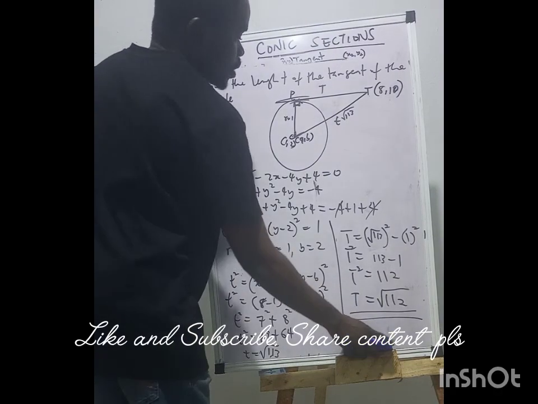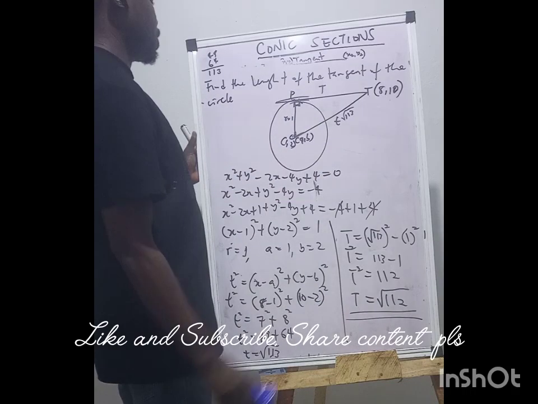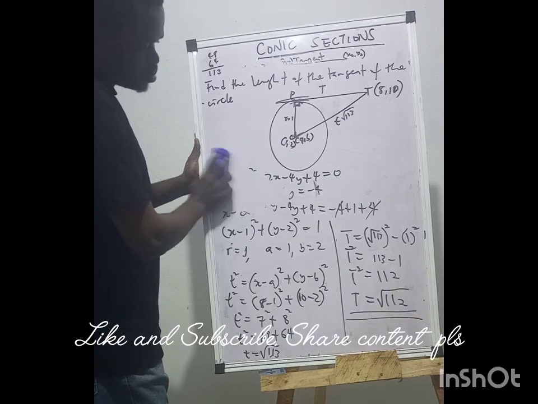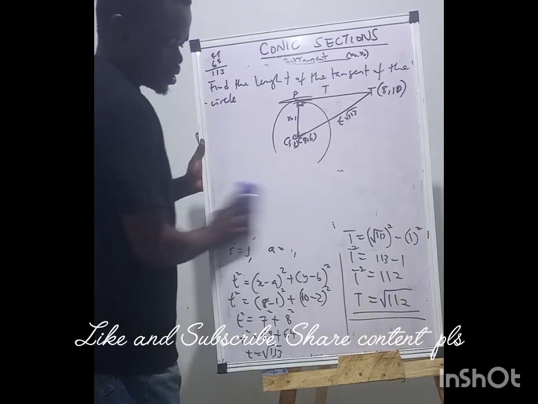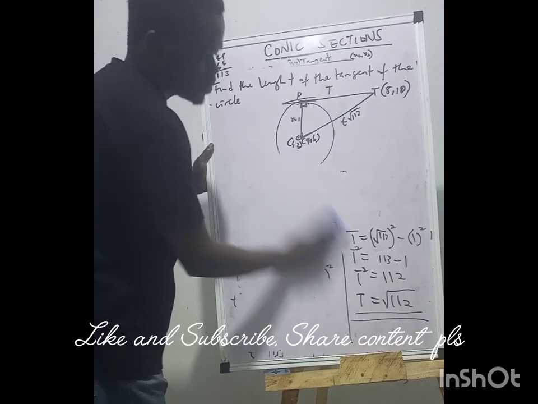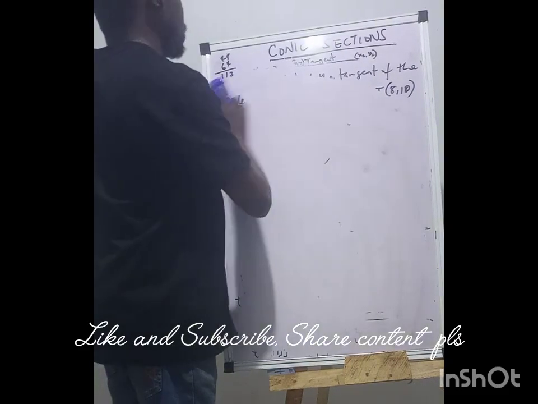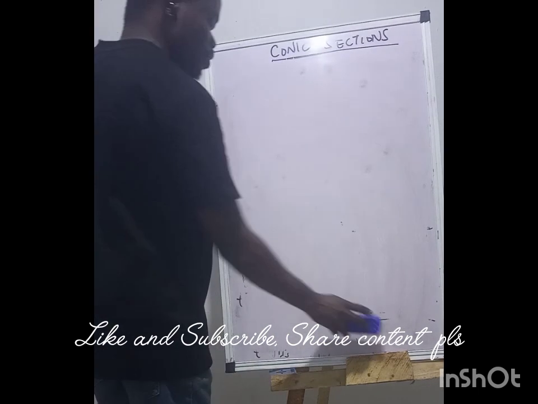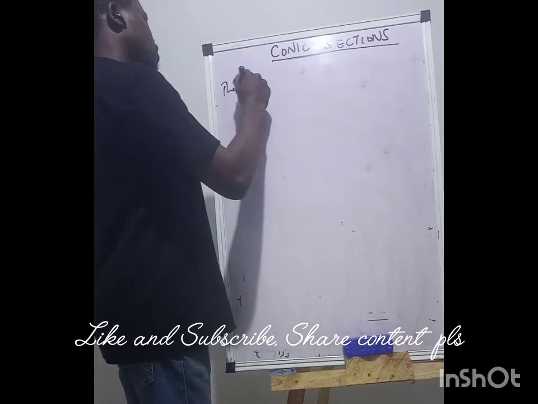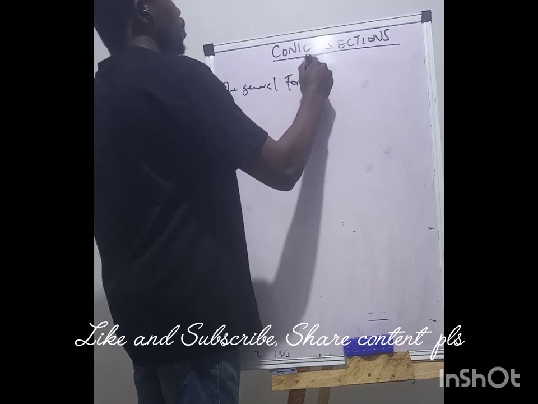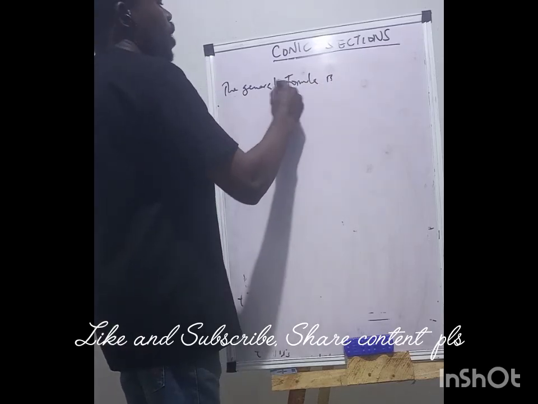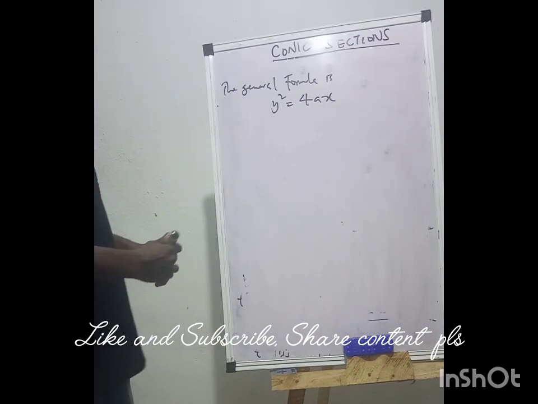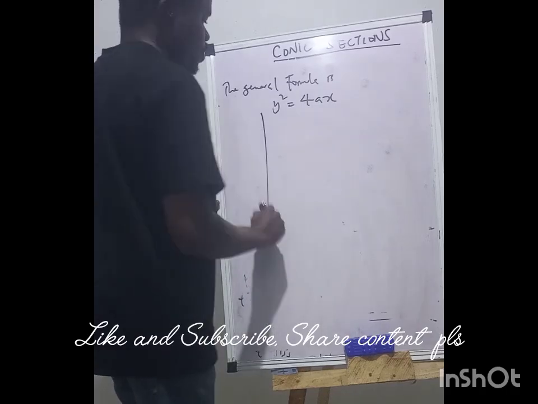That's easy. So that's how we find the length of the tangent of the circle. Quickly look at the parabola. The general formula for the parabola is y squared is equal to 4ax. You know there's a parabola.